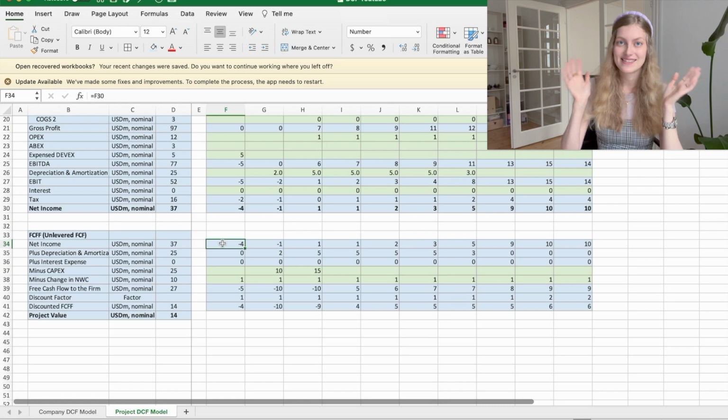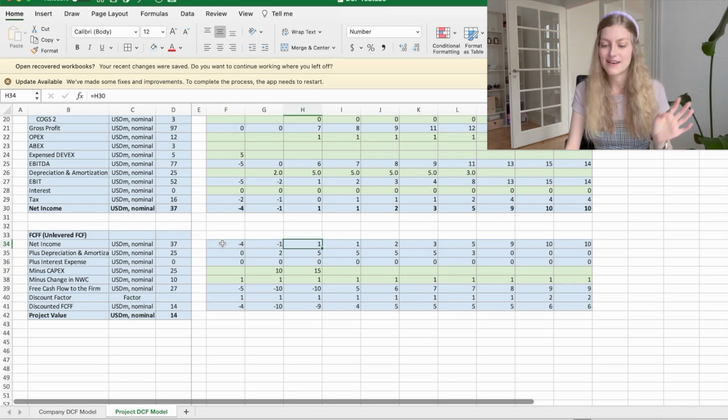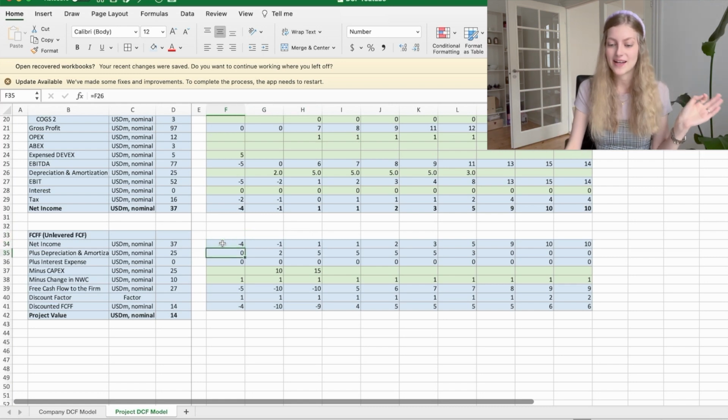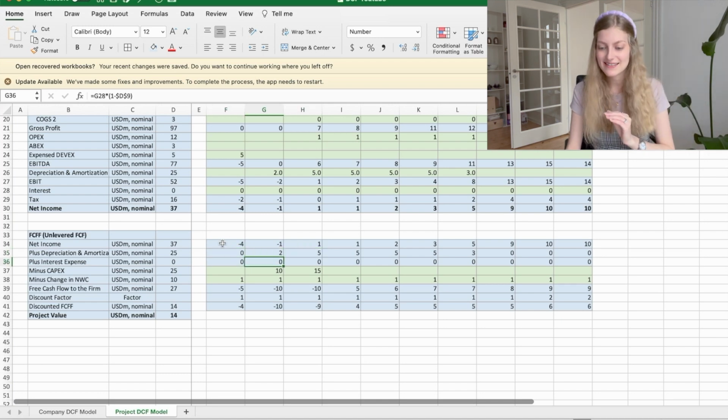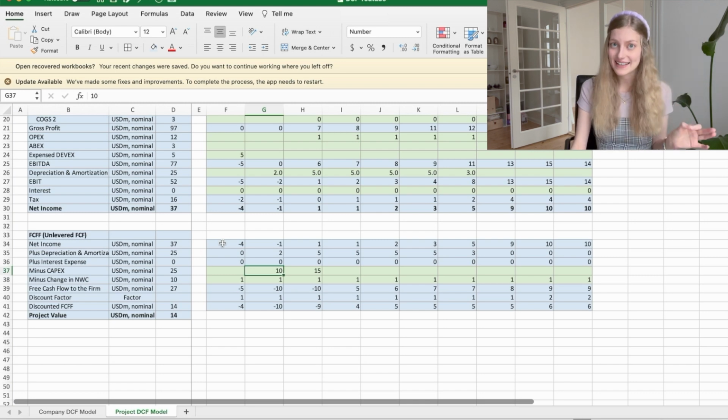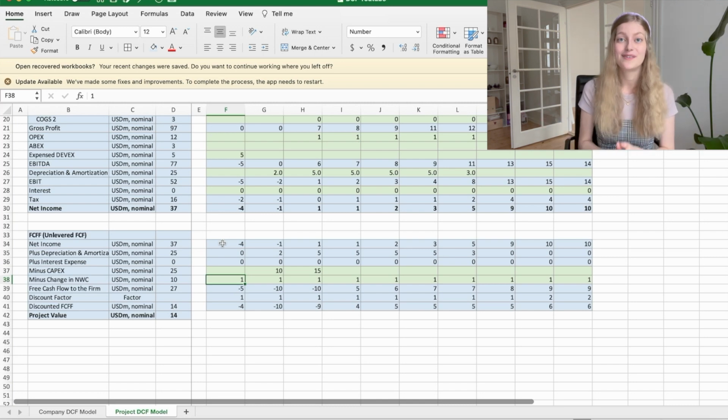And so we're going to do the same thing that we did before. So after we have our net income here, we will add back depreciation and amortization because it is a non-cash expense. And then we're going to add back interest expense. And then we're going to subtract the CAPEX like we also did before. And then finally, we will subtract the change in net working capital. And that gives us the free cash flow for the project.